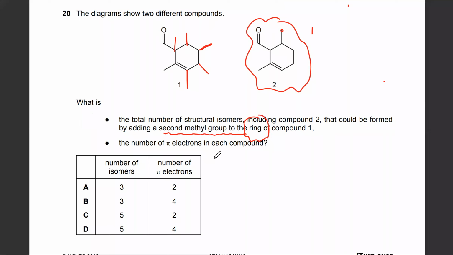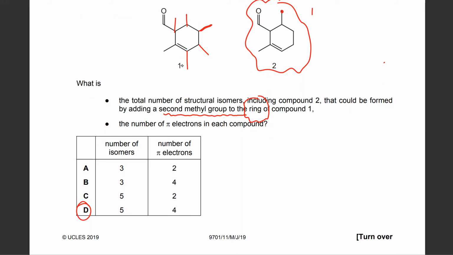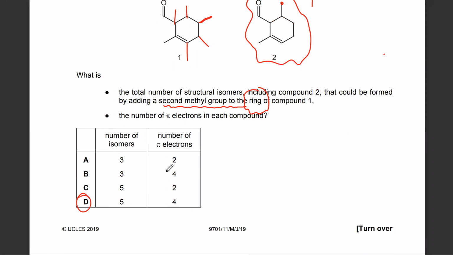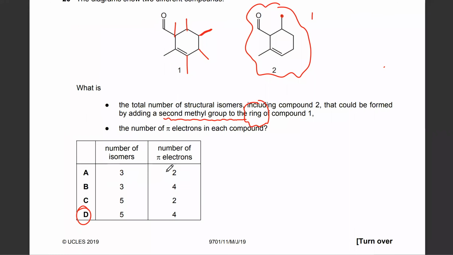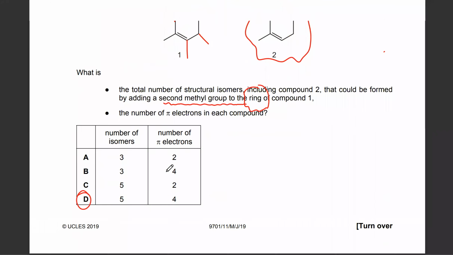So that's under the number of pi electrons. That one is 1 pi, and this one is another pi. In a pi bond, you've got 2 electrons, so that's a total of 4 electrons. So the answer would be D, right? Is this clear? Yes, sir. Wait, sir, why is it 4?